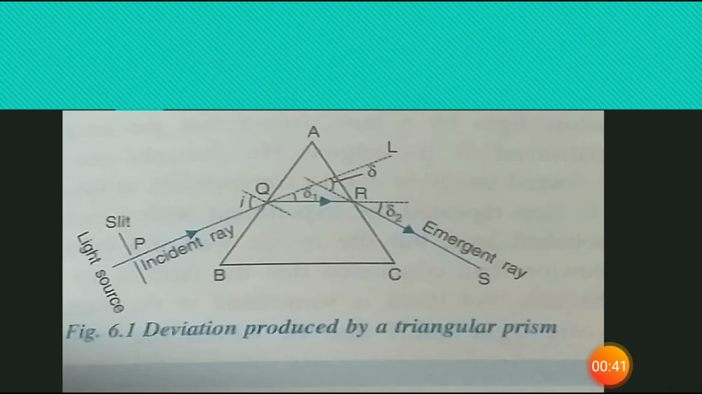The incident light is drawn as PQL and the emergent ray is drawn backwards. The angle between them gives the full deviation delta. So the net deviation delta is equal to delta 1 plus delta 2.